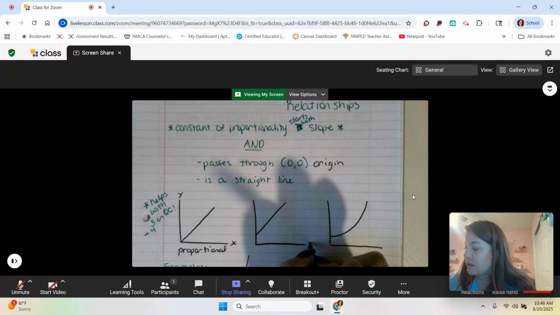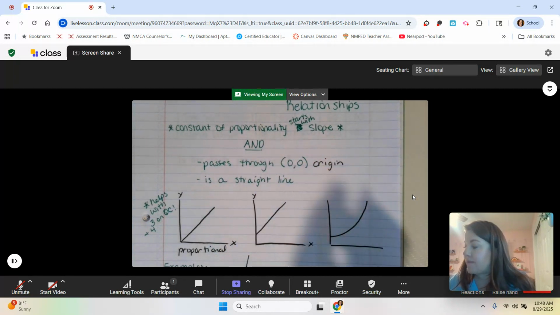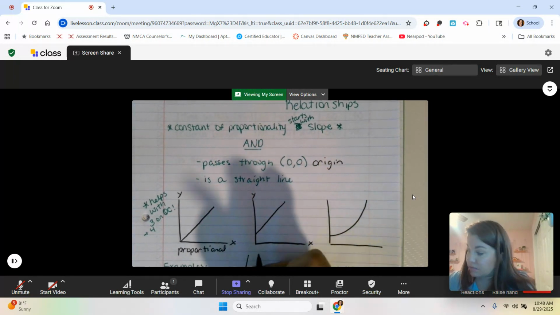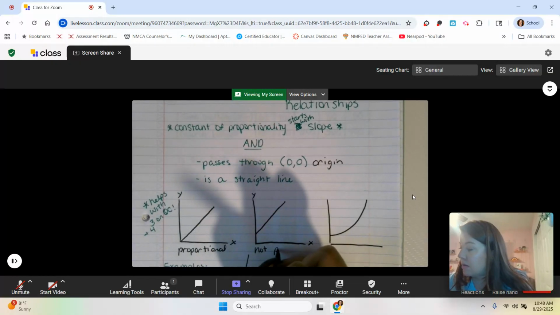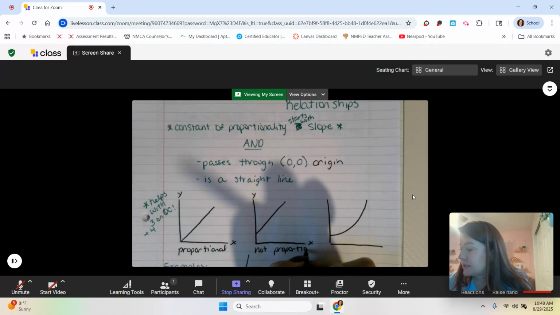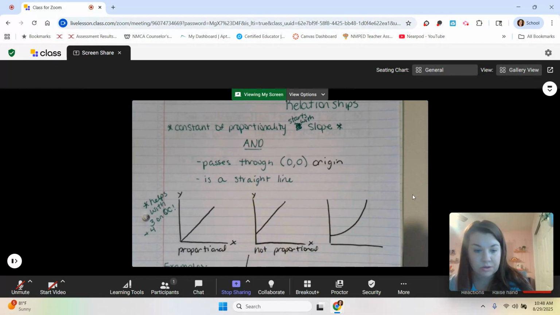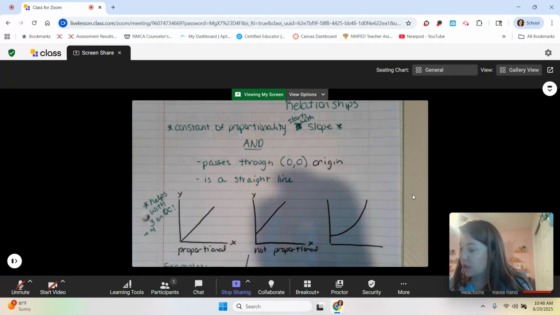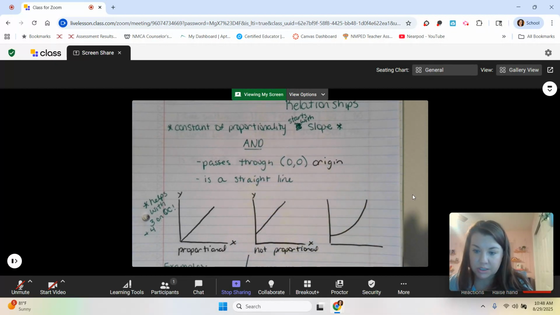This one here, again, here's my x value, here's my y value. This is not proportional because it does not pass through the point (0, 0). So that's a huge and important thing that you need to understand looking at these basic graphs.